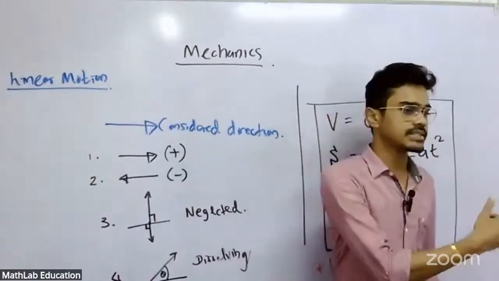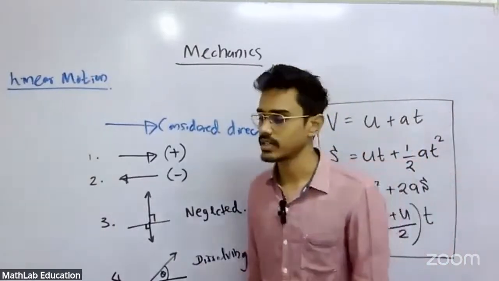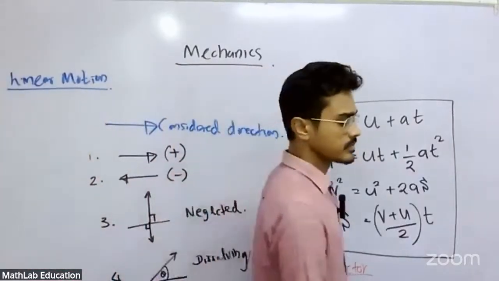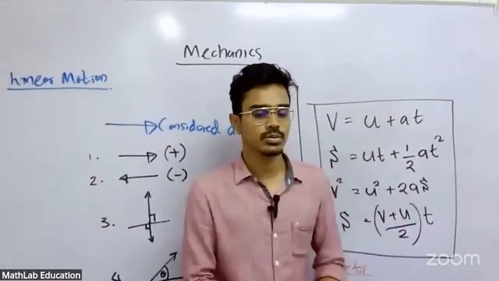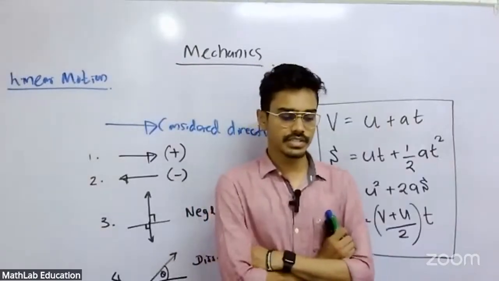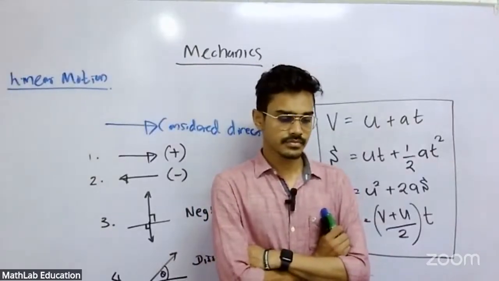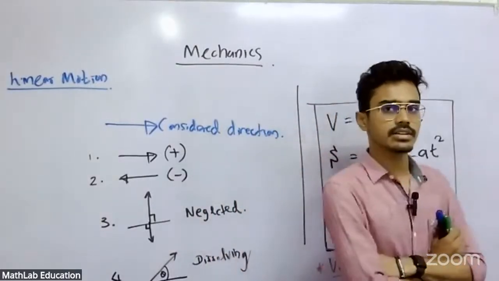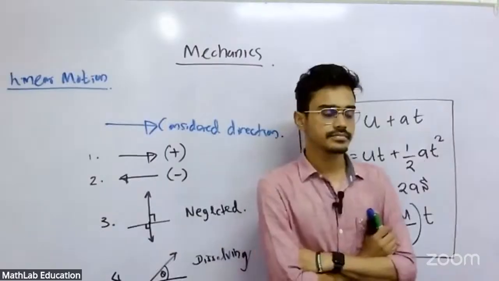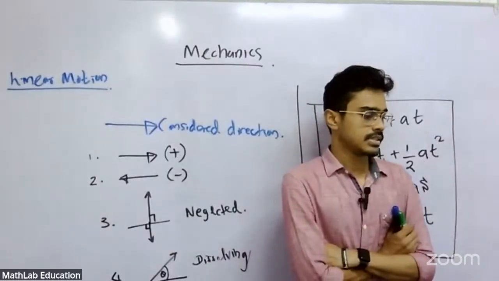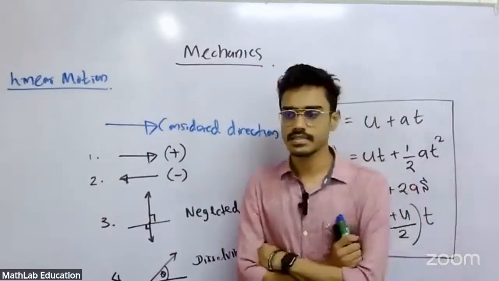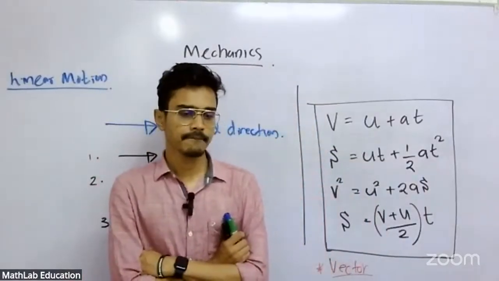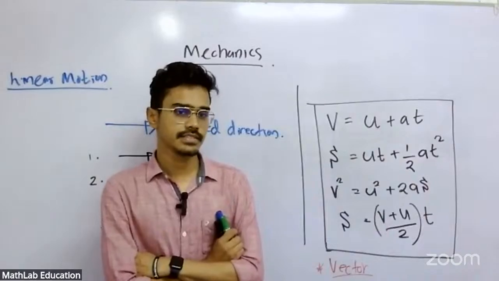Vectors acting along the opposite direction to the considered direction are considered as minus.